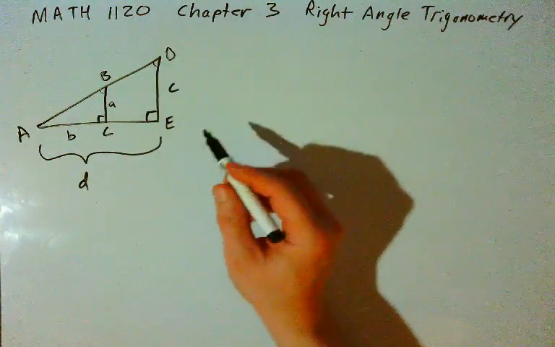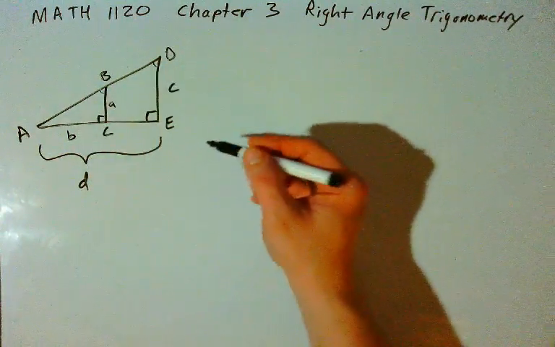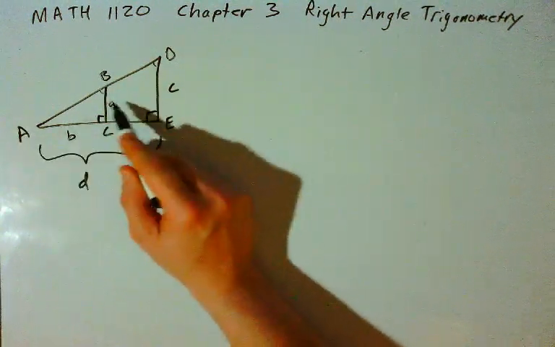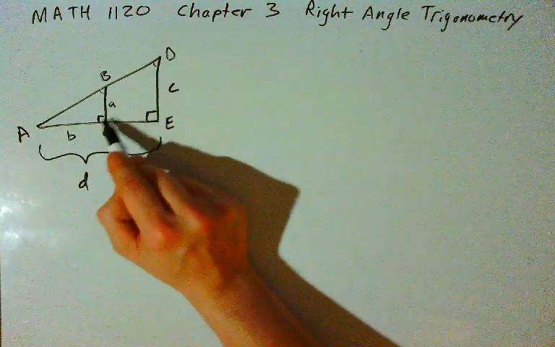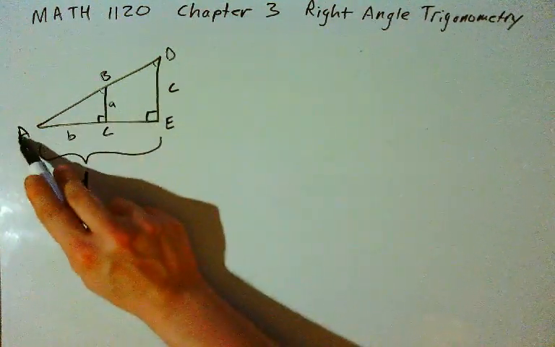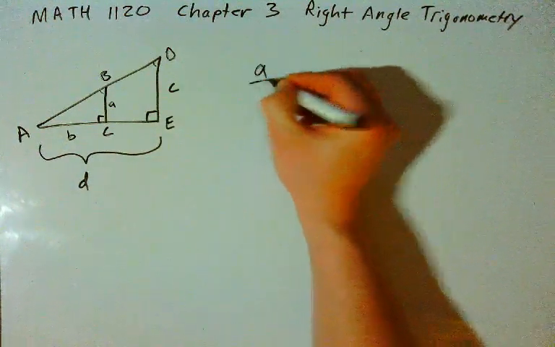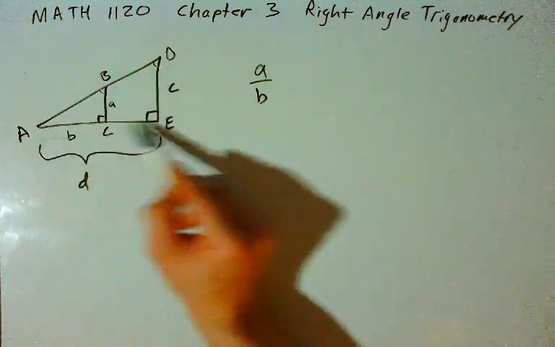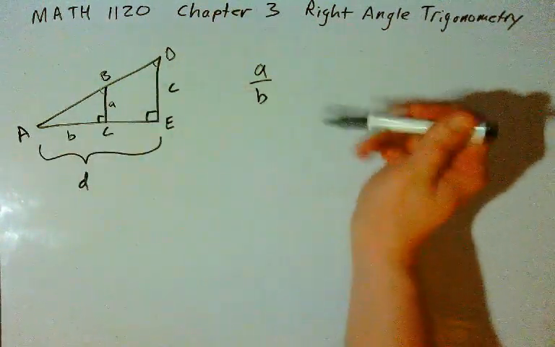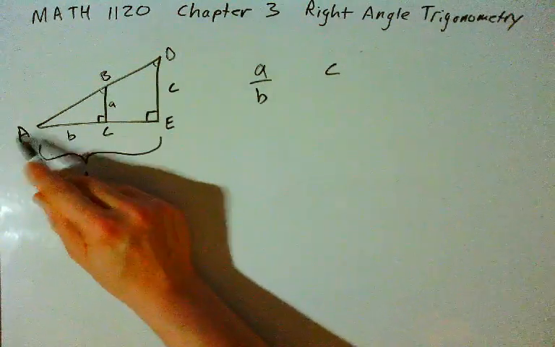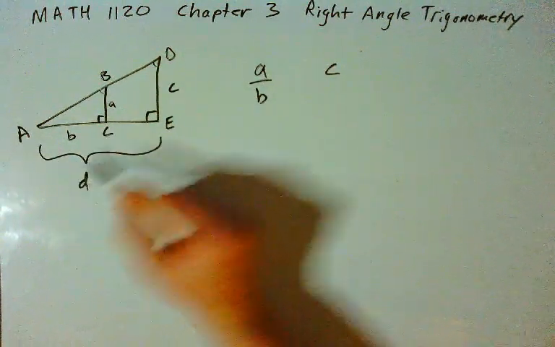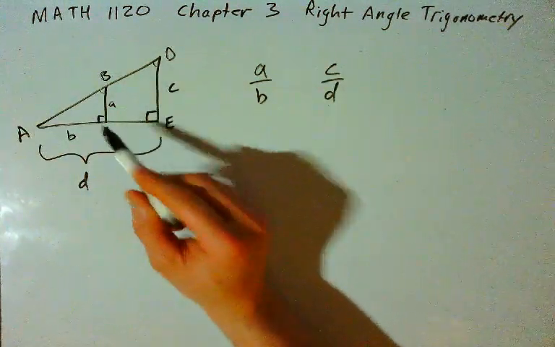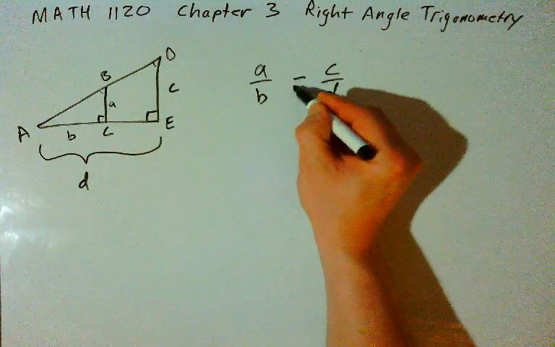And from geometry, we know that the sides of similar triangles are proportional. And so in other words, if you look at angle A, for the small triangle, the opposite side is A, the adjacent side is B. That's a ratio for the small triangle. And the corresponding ratio for the big triangle will be the opposite of A, which is C, and the adjacent side is going to be D. And so again, from geometry, we know that similar triangles are proportional, meaning that these are equal.